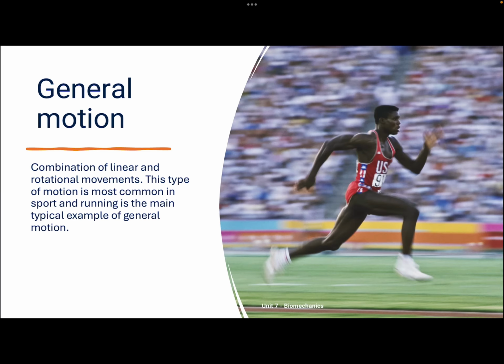The last motion is general motion, and that is a combination of linear and rotational movements. This type of motion is most common in sport, and running is the main typical example of general motion. The run-up for a long jump is general motion because there is linear motion as the body is running in a straight line, and the joints are rotating to allow the movement of running.